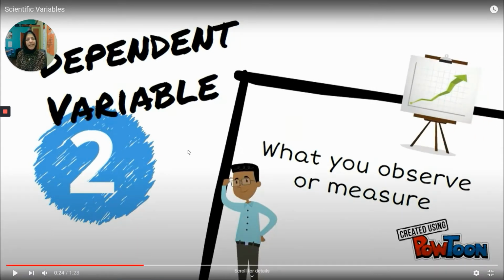The dependent variable is something that is getting affected after what you have changed. So it's what you observe or measure. After I do some exercise, what do you think I will be observing or measuring? Of course, I'm going to start losing weight. So losing weight is going to be my dependent variable, okay?